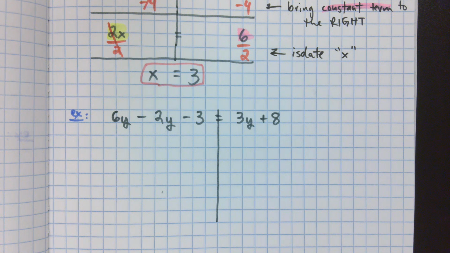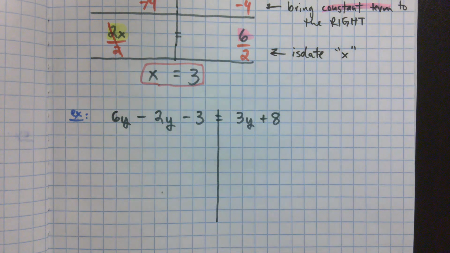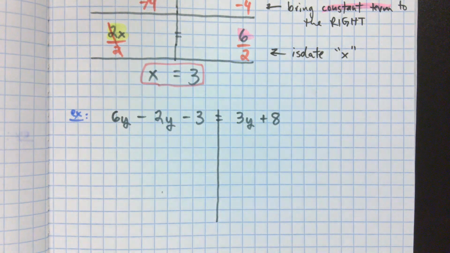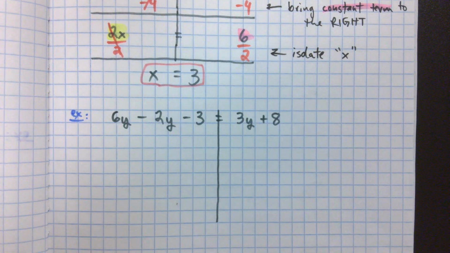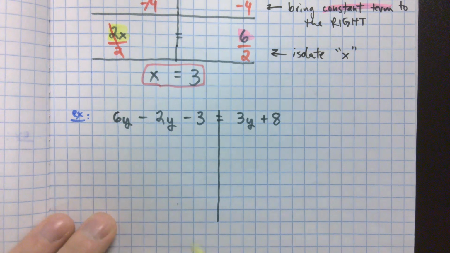How many total terms do I have in this equation? On the whole equation, left and right side, total terms, how many do I have? 5 of them. I've got 6y, negative 2y, negative 3, 3y, and 8. So because I have more than 4, I know that I'm going to need to combine some like terms somewhere in here. Let's figure out where that is.